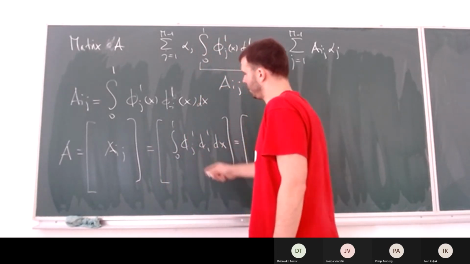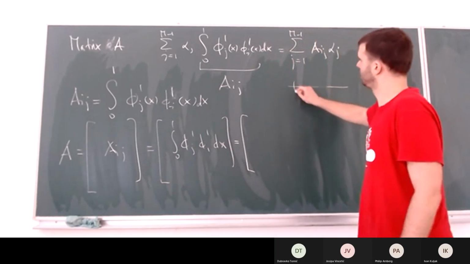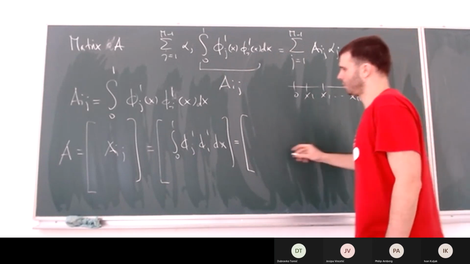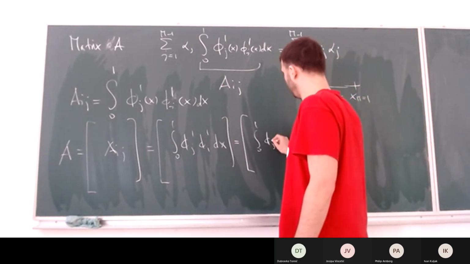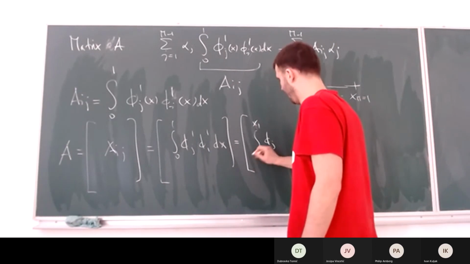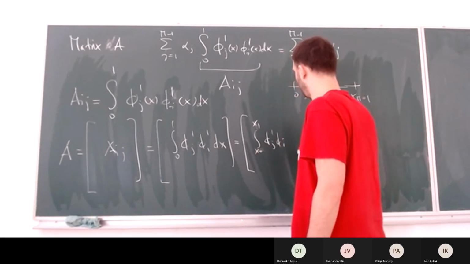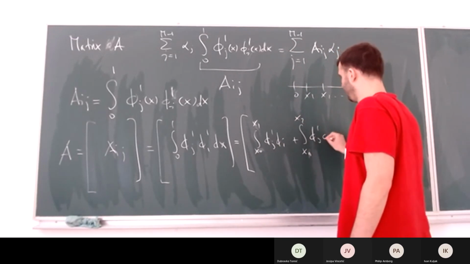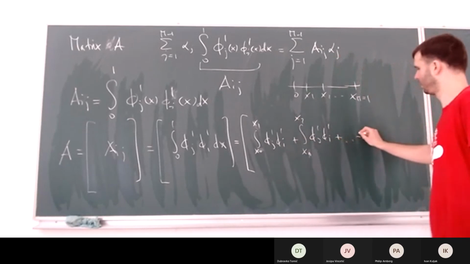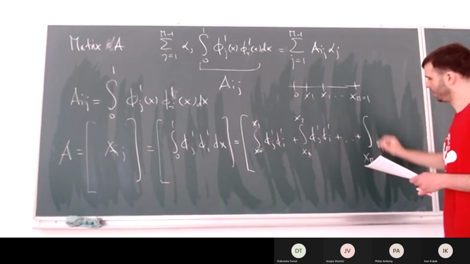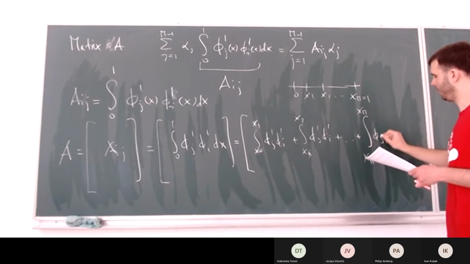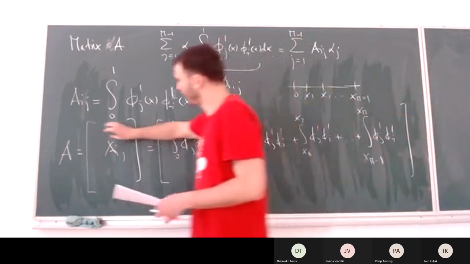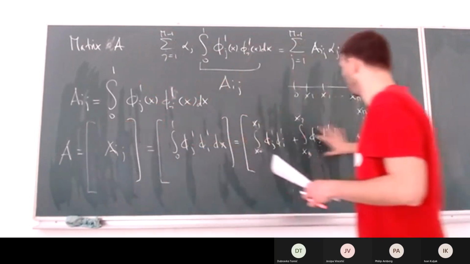And we can write this element, this number, as the integral from 0 to 1 of phi j prime, phi i prime dx. But we can decompose this integration over subintervals, 0, x1, x2, up to xn equal to 1. So write it as the integral from x0 to x1 of phi j prime phi i prime, plus the integral from x1 to x2, plus, up to the integral from xn minus 1 to xn. Every small element of a matrix we can decompose in this way.